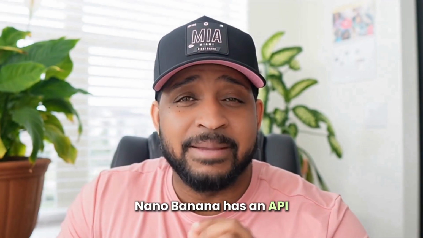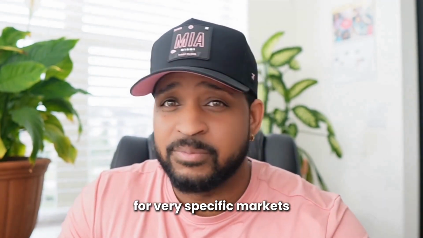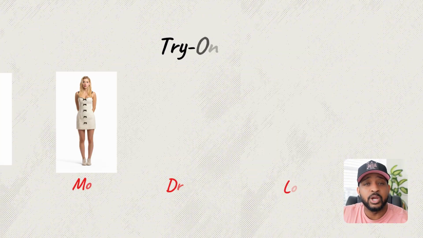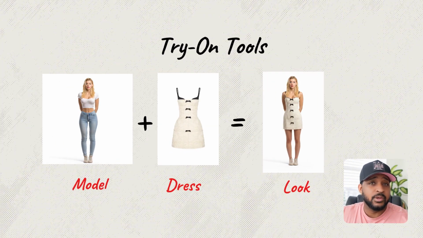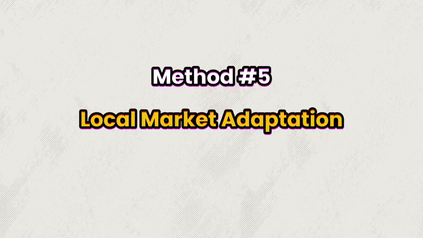Nano Banana has an API. That means you can build simple tools for very specific markets. So I'm talking about things like home staging visualizers for real estate agents, try-on tools for jewelry stores, or menu photo creators for restaurants. The key here is going niche. Instead of competing with broad AI tools, you can charge higher monthly subscription fees for solving one very specific problem. All you have to do is drill down and lock in.